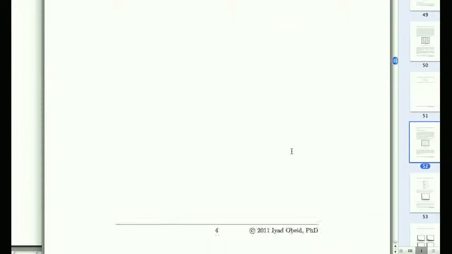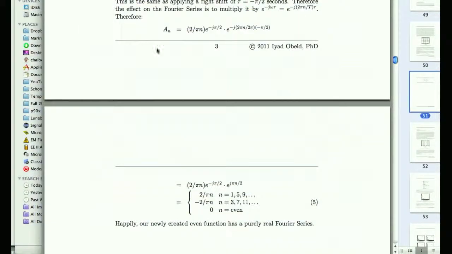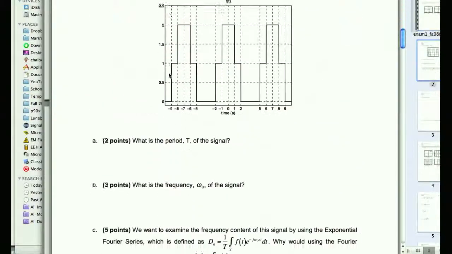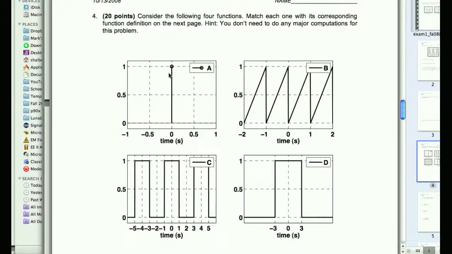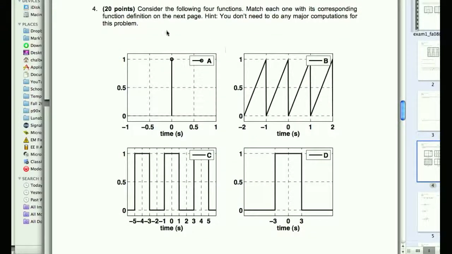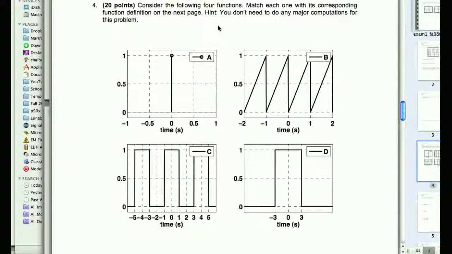Yes. 2008 fall, number 4. Oh, another matching one. Is that the one you're talking about? Yes. I still regret this question. Even now, I look at this question and think, what was I thinking?